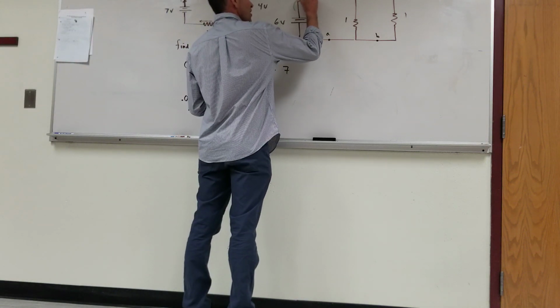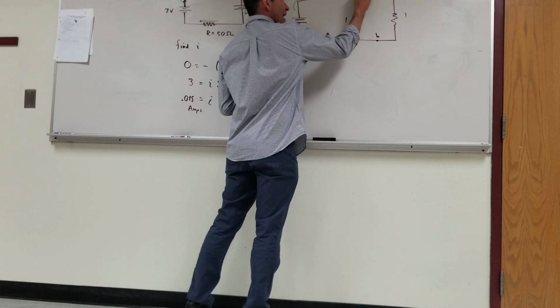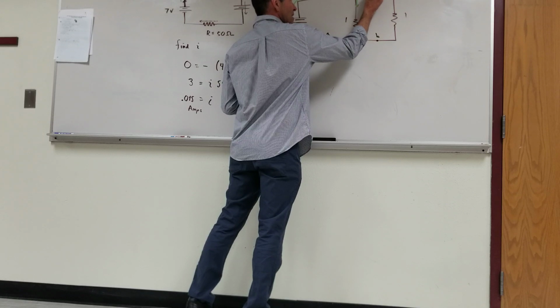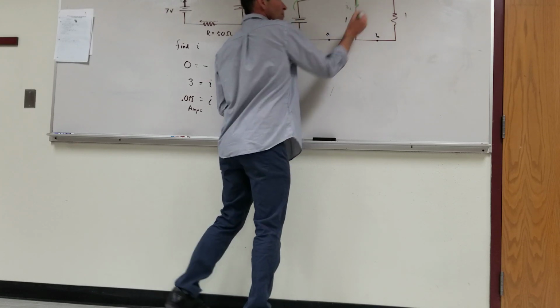Let's choose this as our direction of the current, I. At this point right here, that I is going to split. Some of the I is going to go this way, and some of the I is going to go this way. We can call this I1, we can call that I2.